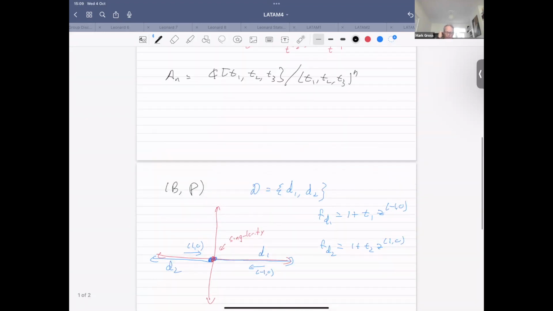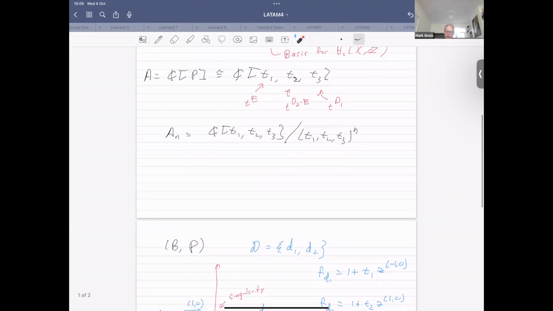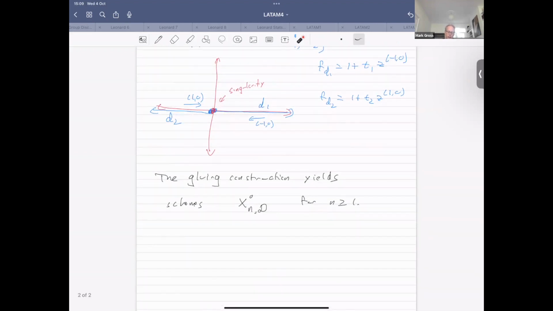Let's understand what happens when n is equal to 1. When n is equal to 1, we're just dividing out by the ideal generated by T1, T2, and T3. So we just get C. All of these Tis are 0. As far as we're concerned, these functions are just 1 and aren't going to play any significant role. So then it's easy to see, n equals 1.